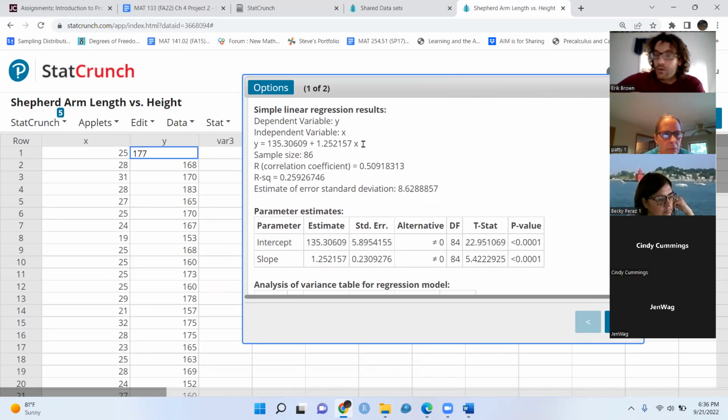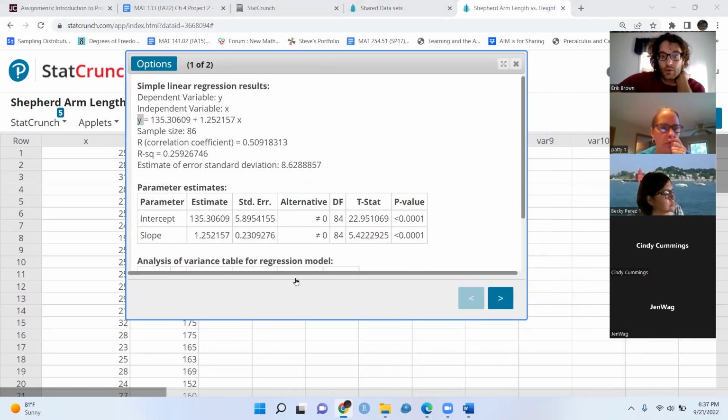The downside of that, of course, is when you do the interpretation of the slope and the y-intercept, you need to remember what X and Y stood for. X was forearm length, Y was height. But that will at least take away the word mess when it gives you the equation.